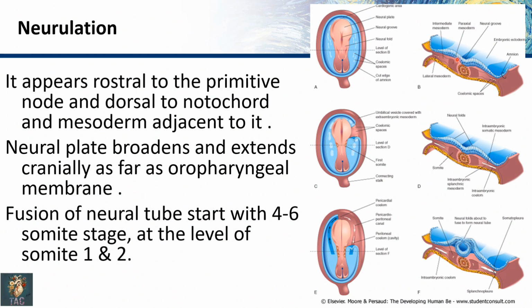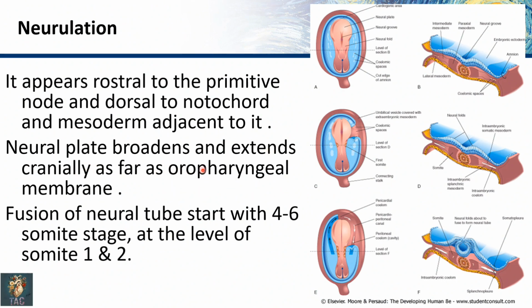So this ectoderm, which is dorsal to the notochord and is present cranial to the primitive node, will form the neuroectoderm and it will form the neural plate. This neural plate broadens and extends cranially as far as the oropharyngeal membrane. So here you can see in this area the oropharyngeal membrane will be present, and this neural plate will extend up to the oropharyngeal membrane.